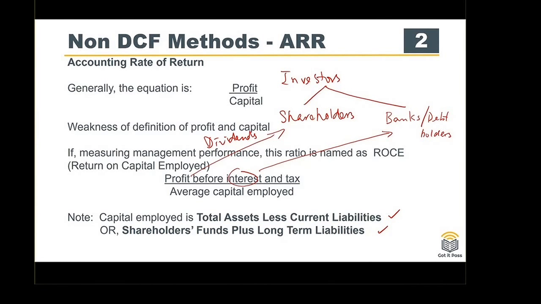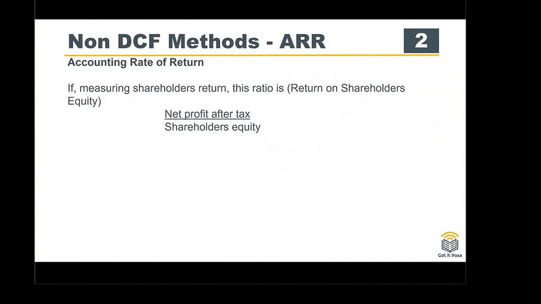But the next formula we are talking about is if we only measure the shareholders' return. If we only measure the shareholders' return, this ratio will change. We no longer care about the interest because we take out the interest paid to the banks. We only measure the shareholders' return, so in this part we consider net profit after tax divided by shareholder equity. Again, all these figures are coming from the financial statements.